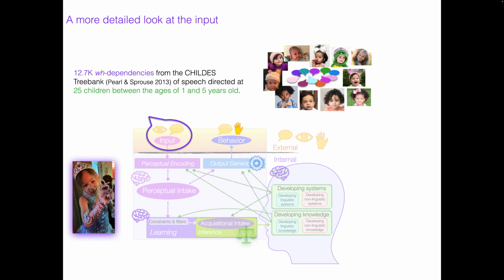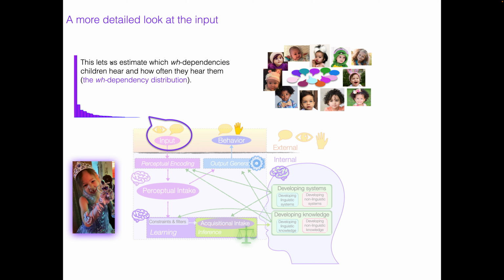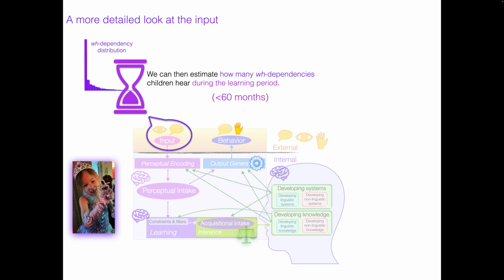So we're estimating the input by looking at samples from the child's tree bank, in this case about 12.7 thousand WH dependencies of speech directed at 25 children between the ages of 1 and 5 years old. And this lets us estimate which WH dependencies children hear and how often they hear them. It's the WH dependency distribution. And then we can estimate the timing, right? How many WH dependencies children hear during the learning period, which if you recall, we're going to guess ends after age 4, so right before you turn 5 at 60 months.